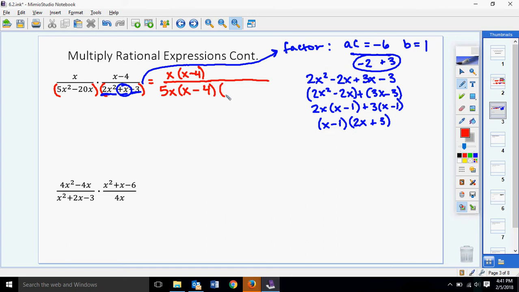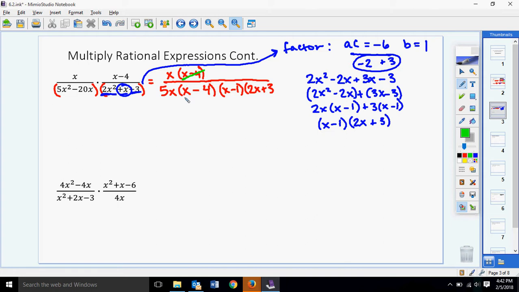So this is my next part with my denominator. Remember, this was the first denominator factored, and this came from the second denominator factored. Now that I have factored both of them, I'm going to look what matches in the numerator and in the denominator.